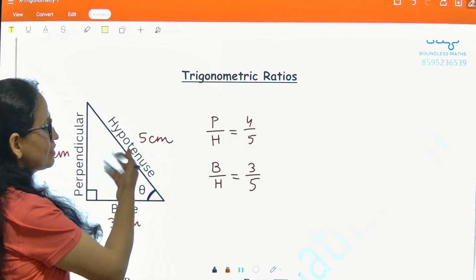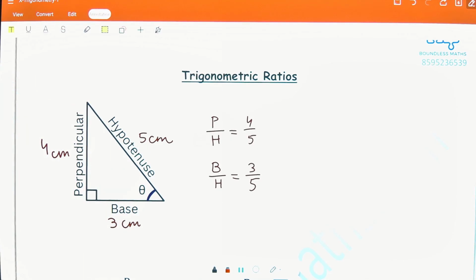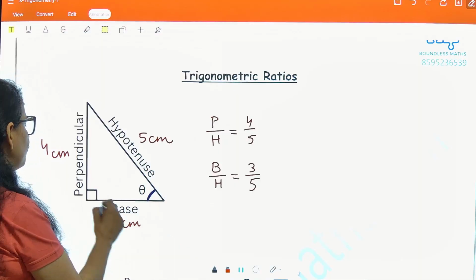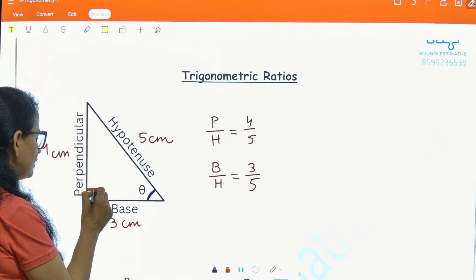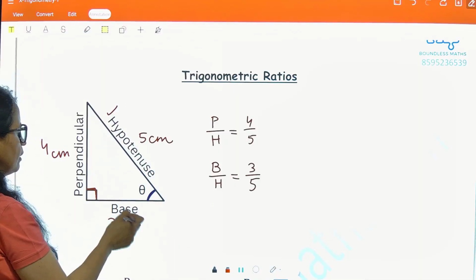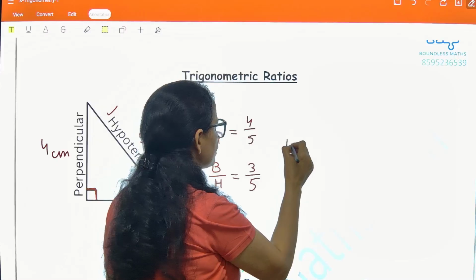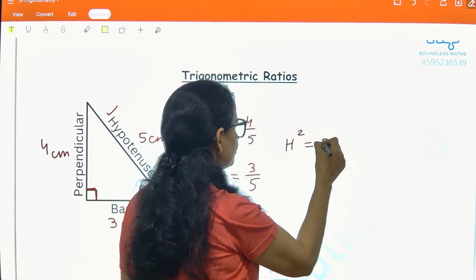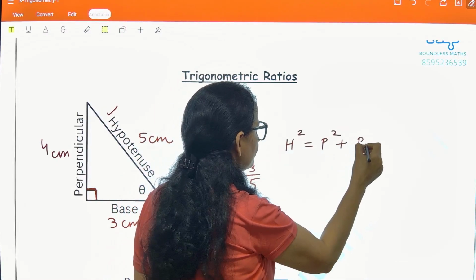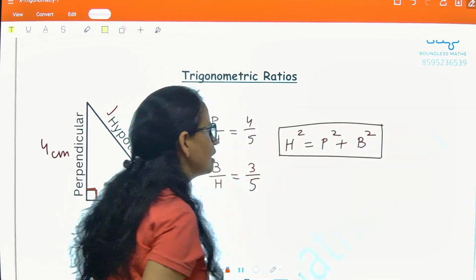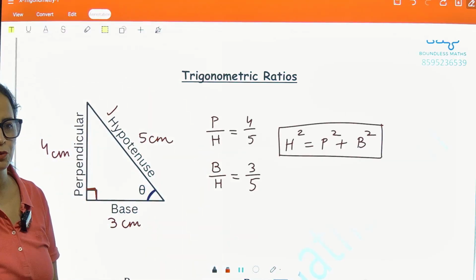But what if one of the sides is missing? Yes, definitely you can use the Pythagoras theorem. Be careful that the side opposite to the 90-degree angle is called the hypotenuse and the other two sides are base and perpendicular. As per the Pythagoras theorem, the square of the hypotenuse is equal to the sum of the squares of the other two sides. So you can use this relationship and find the missing side if you are given only two sides, right?